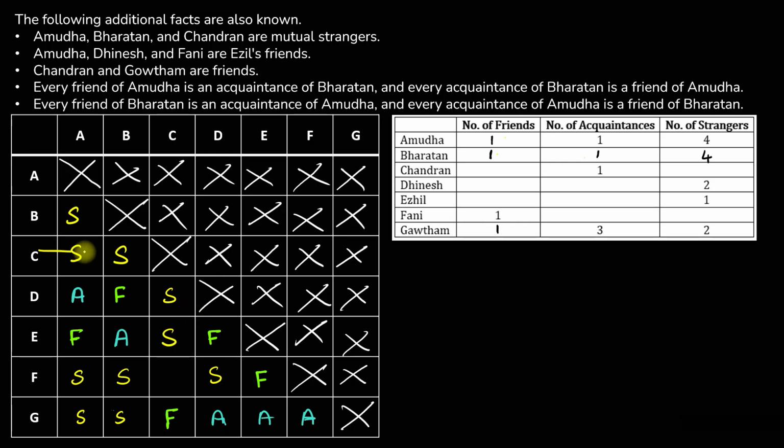Now let's come back to C. So for C, these are the relations, and C has to have one acquaintances. So far we have 4 strangers and one friend. So the only acquaintances position that we have left now is this. So this must be the acquaintance. Okay. So we have figured out the relationship between all the 7 people. Now let's look at the questions.